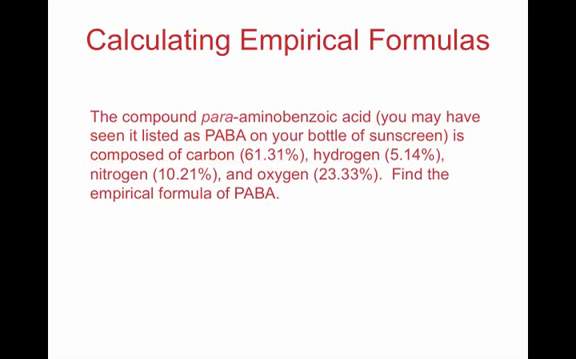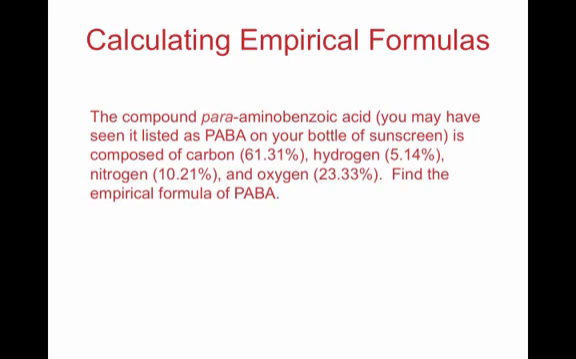Well, let's look at an example problem. The compound para-aminobenzoic acid, commonly used in sunscreen. It's a UVB blocker. I don't know if they use it quite that much anymore. It's also used to treat irritable bowel syndrome. For those of you who may have issues with that, I suppose I should say. It's composed of carbon at 61.31%, hydrogen at 5.14%, nitrogen at 10.21%, and oxygen at 23.33%. Find the empirical formula of PABA, or para-aminobenzoic acid.